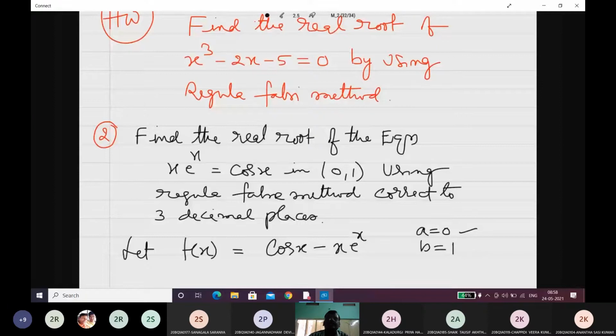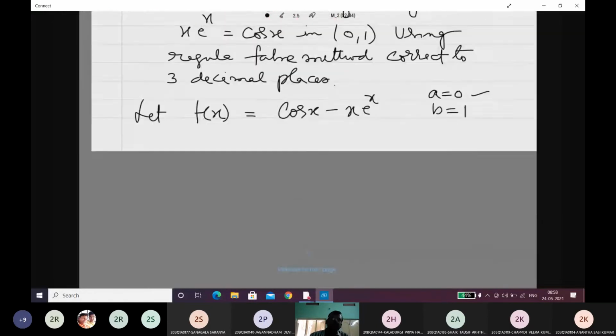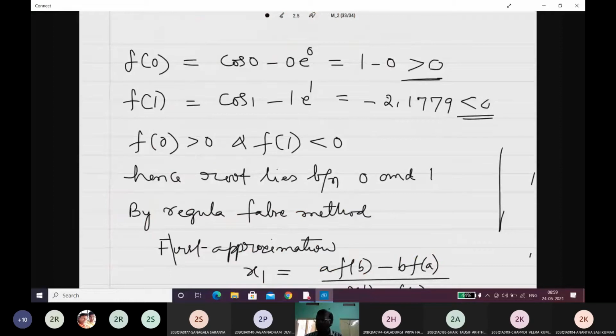We have to check that f of a and f of b are of opposite signs. See what values we have to observe here. f of a, f of 0 is equal to cos 0 minus 0 into e power 0. Cos 0 is equal to 1, and e power 0 is equal to 1, so cos 0 minus 0 is 1 minus 0, which is positive. And f of 1 is cos 1 minus 1 into e power 1.